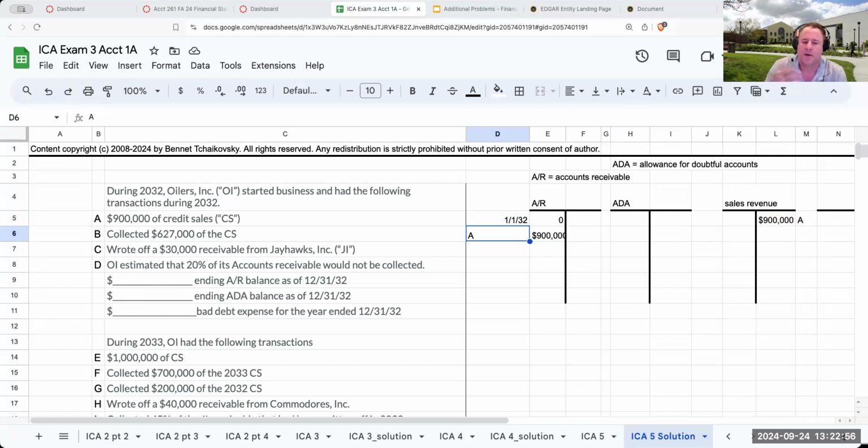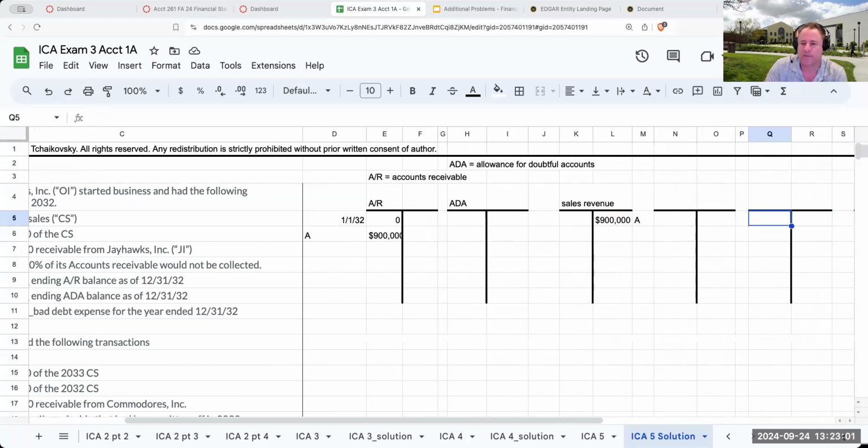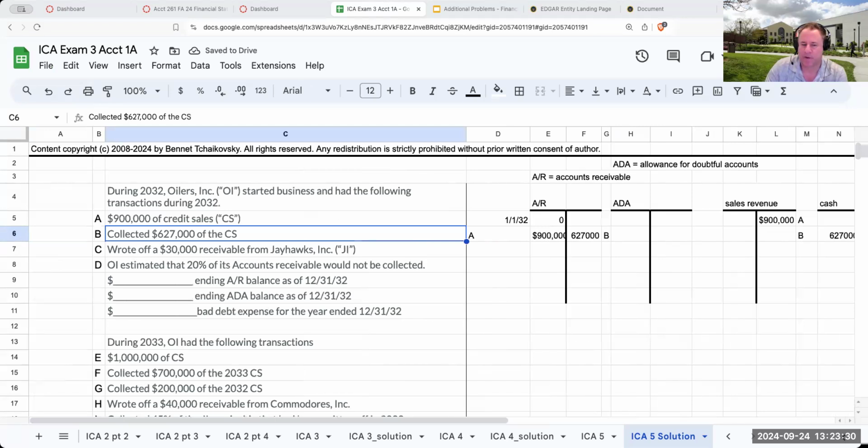Okay. Now here it tells me I collected 627,000 of the credit sales. So over here, cash in terms of what I collected. So if I collected 627,000, that means my customers no longer owe me 900,000. So over here, we'll call this letter B. And for every credit, I need a debit. I'm collecting cash over here at 627,000. Okay.